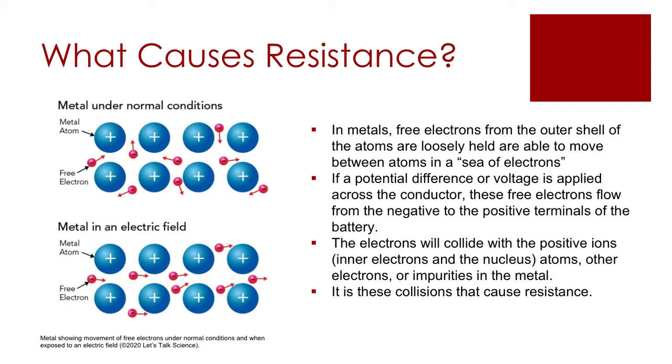One last thing I want to point out is when we have current flowing through our metals, they also tend to get hot. So this resistance ends up causing a lot of collisions, as I just said. And what does that do? It transfers energy into thermal energy.